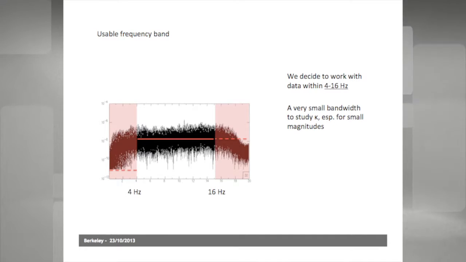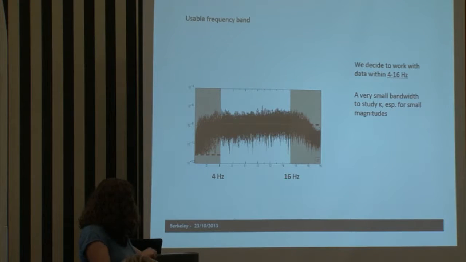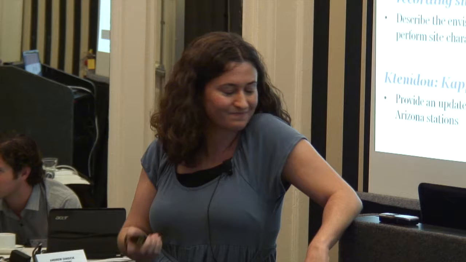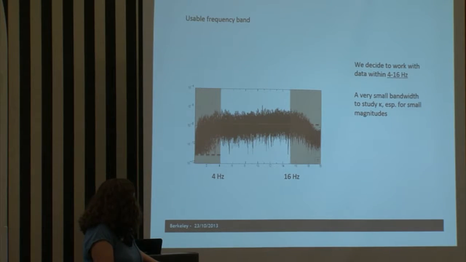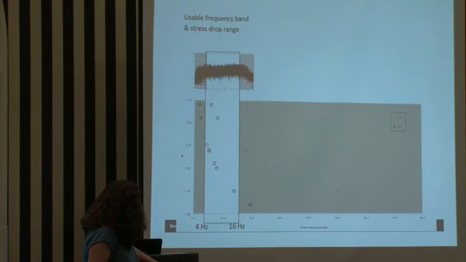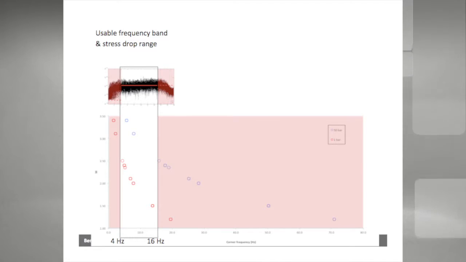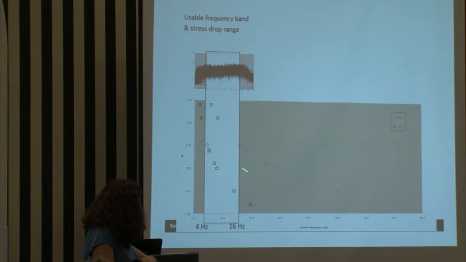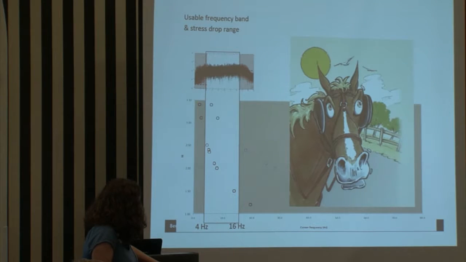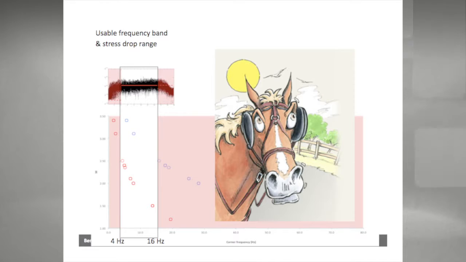So this is basically what we end up with, working between 4 and 16 hertz. This is just a stack of the noise spectra. So it's a pretty small bandwidth, especially for kappa, and especially for small magnitudes. And this is a combination of what we can see with our instrument and where all the possible corner frequencies are. So it feels like we're wearing pretty narrow blinders here.